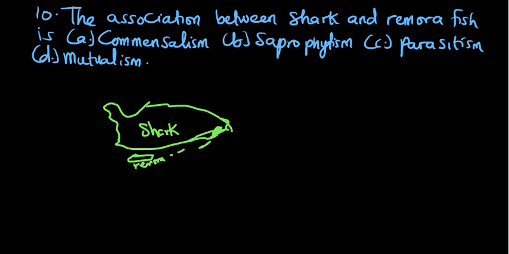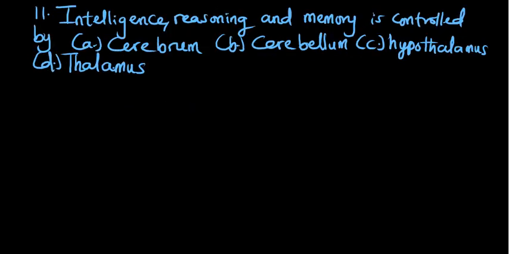So our answer here is option A. So let's go to the next question. Intelligence, reasoning, and memory is controlled by. So whenever you see something like this, what is responsible for intelligence, thinking, everything? If you say someone is brilliant, what is responsible? The part of the brain responsible for it is called the cerebrum. So our answer here is option A, the cerebrum. Let's move to the next question.